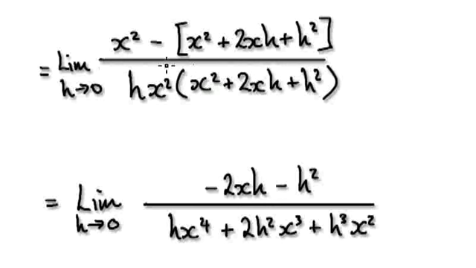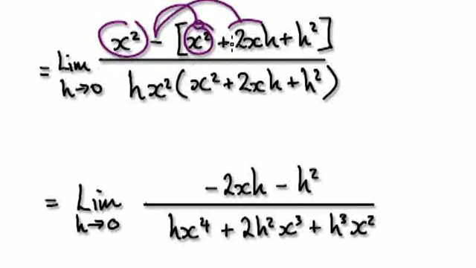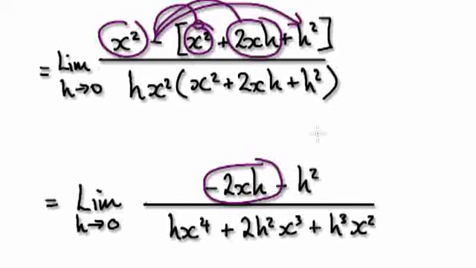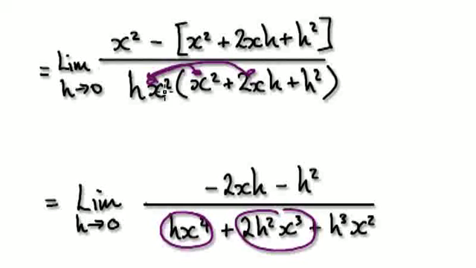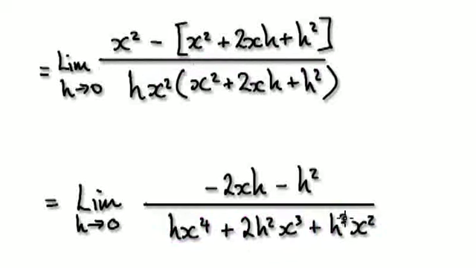Using algebra to simplify, here you've got x squared, and then minus x squared here. Don't forget this will be minus 2xh, and then this will become minus h squared. Same with down here. This times this will give you this. This times this will give you this, and this times this will give you that.